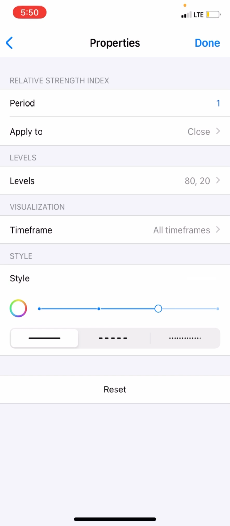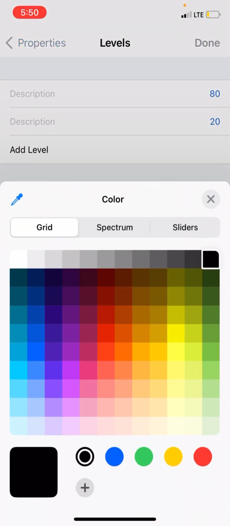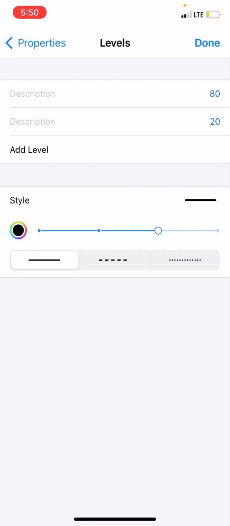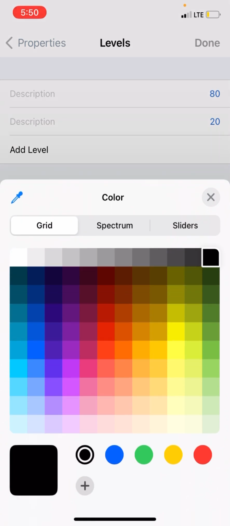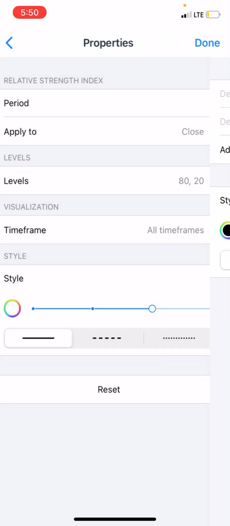For the relative strength index properties, we want to leave it at period 1, apply to close. Levels should be 20 and 80. Put that in here, 80 and 20. For the levels, you can use whatever color, but make sure it's visible on your charts. For me, I'm using black. That's why you see two black lines on my chart.